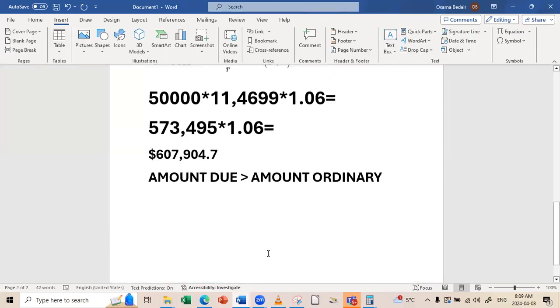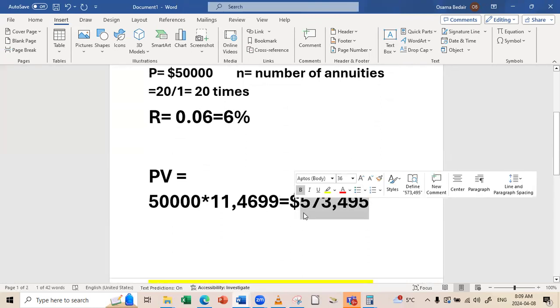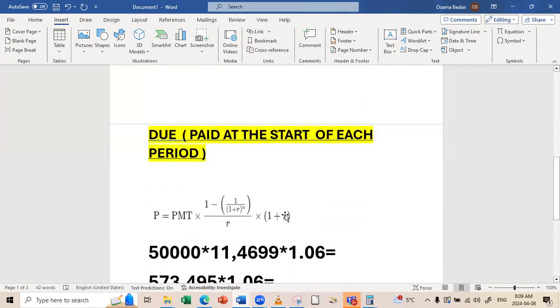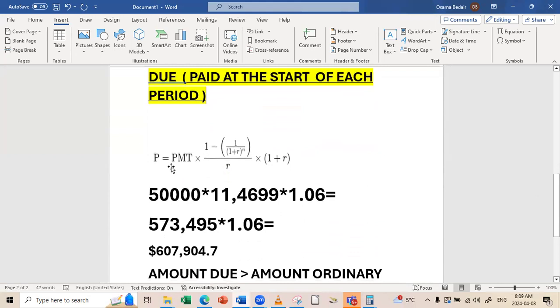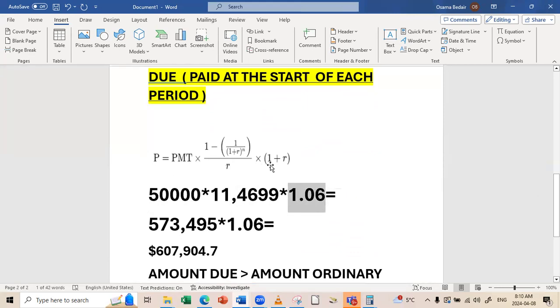Then again, I will multiply 50,000 by 11.4699. That will give me this amount, which is at the end of the period, which will be $573,495. But the due means that you pay at the beginning or the start of the period. So here I will say the PMT, the same amount, 50,000. Again, the same abstract which I had from the table, but this time I will add 1 plus R. So it will be multiplied by 1.06, which is the interest rate plus 1, because 1 is constant.